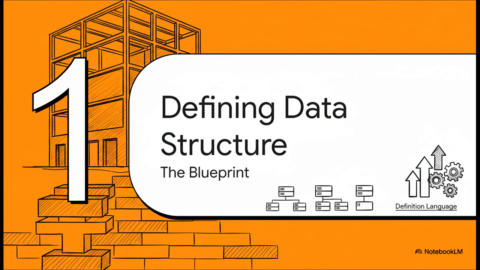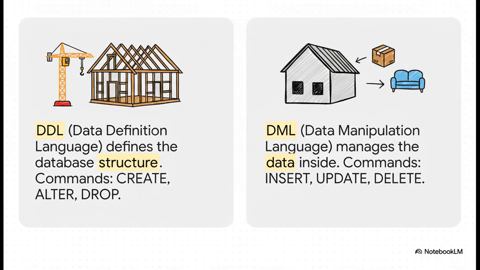All right, first things first. Before you can put any data anywhere, you have to build the container for it, right? You need the structure. This is the blueprint phase, where we lay the foundation and build the frame. And to do that, we use something called Data Definition Language, or just DDL for short. The difference here is actually super simple if you think about it like this. DDL is all about building the house. Commands like create and alter. DML, on the other hand, is about putting the furniture inside the house. That's your insert and update commands. I mean, it makes sense, right? You can't exactly put a couch in a living room that you haven't built yet.